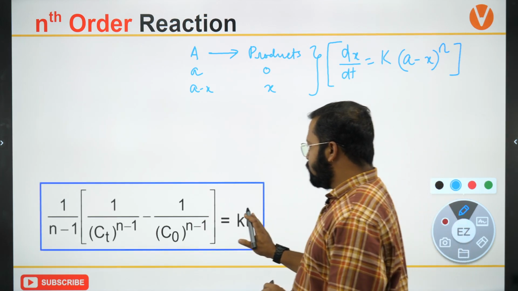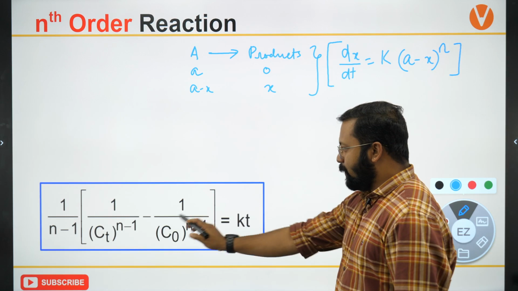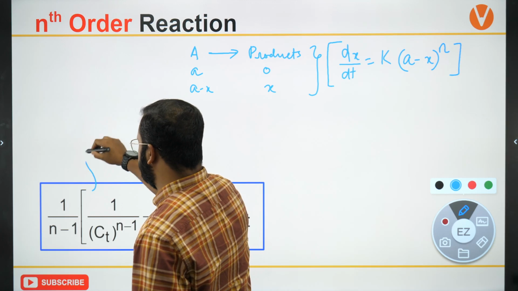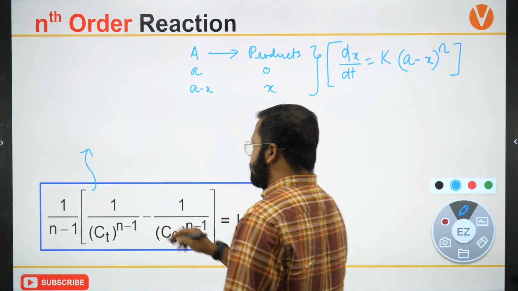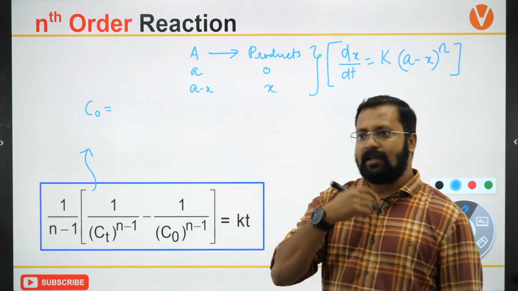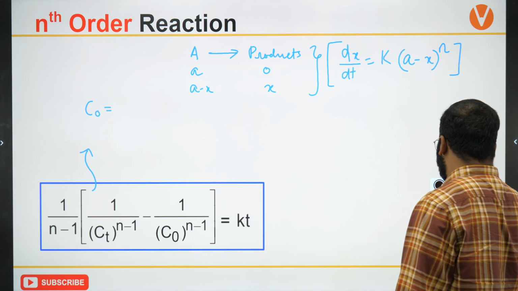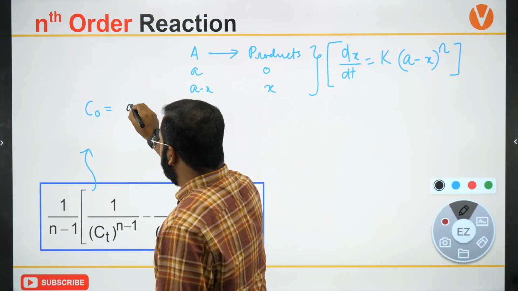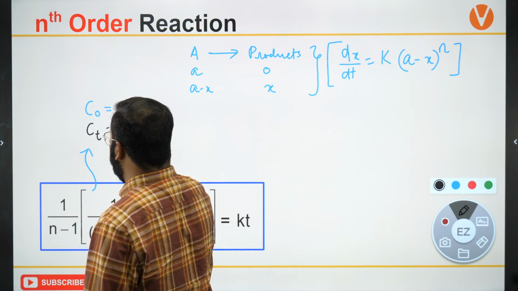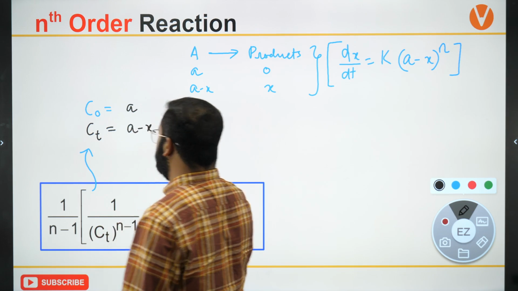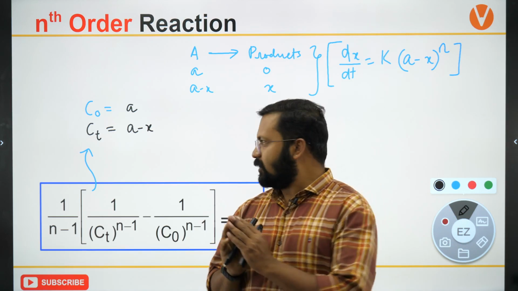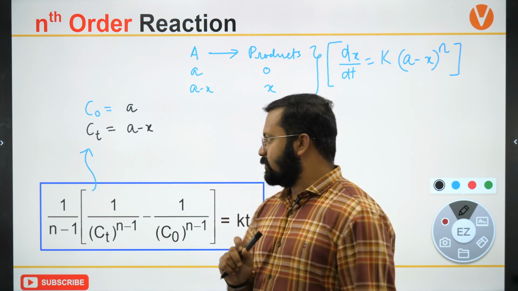I would get a relation like this. This is the expression that I would be getting to calculate the rate constant. I can simplify it further and write it. I can say that C naught, what you are seeing over here, is the initial concentration. C naught, the initial concentration, will be equal to A, and C at a certain time t is equal to A minus X. Okay, C naught is A and Ct is A minus X.